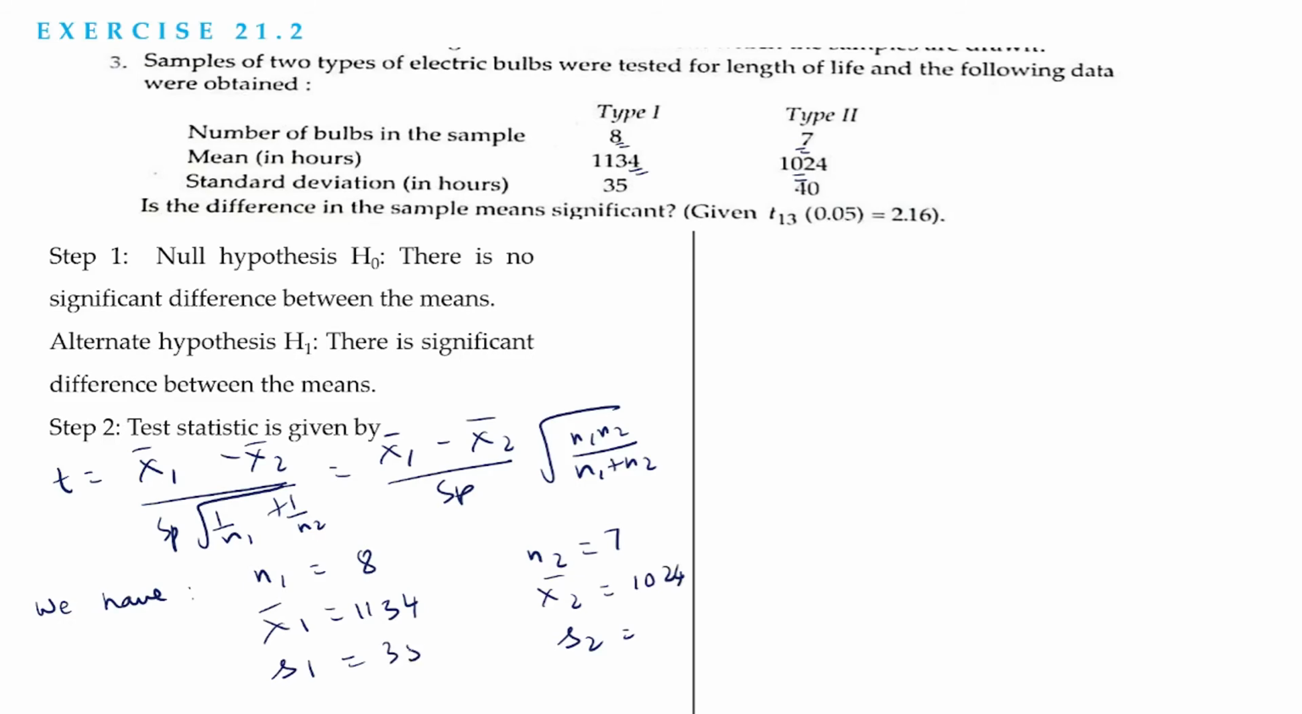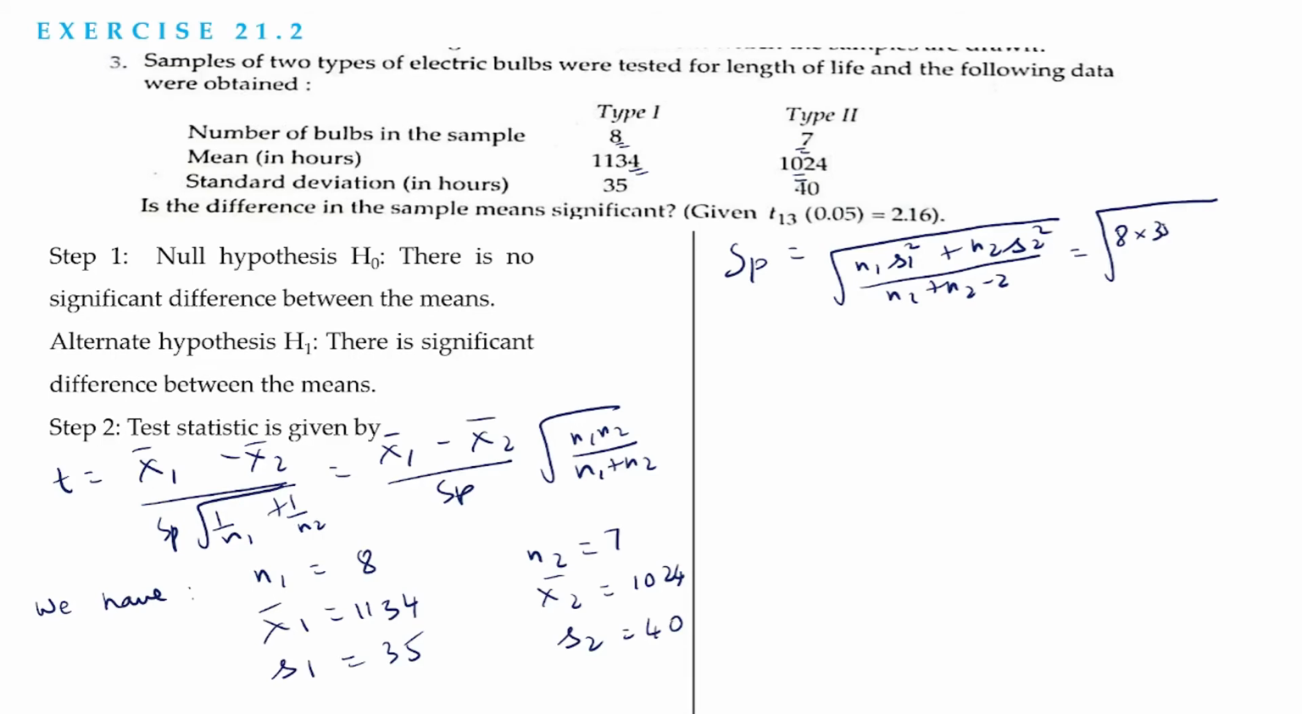And then we have the sample standard deviations 35 and 40. Now let us find the pooled standard deviation. So Sp is equal to root of n1 s1 square plus n2 s2 square upon n1 plus n2 minus 2. So it is equal to root of 8 into s1 square, which is 35 square, plus n2, which is 7, into s2 square, which is 40 square, upon 8 plus 7 minus 2.